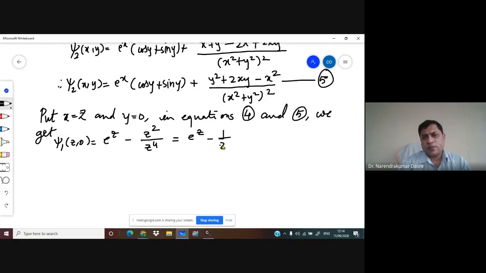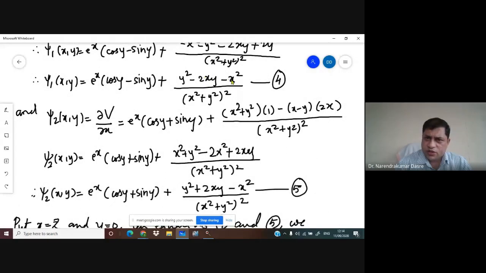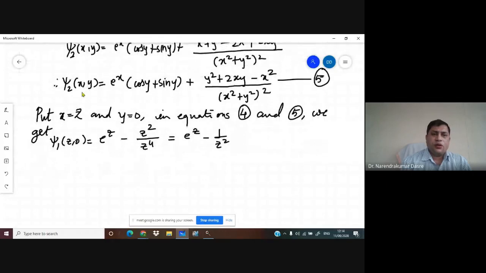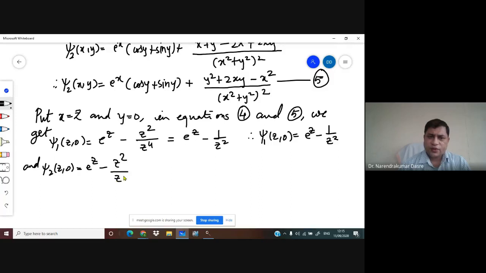Now what we get is psi 2 of xy is equal to e raised to x cos y plus sin y plus, what we get here, y square plus 2xy minus x square on x square plus y square bracket square. So this is equation 5. So now we got the first order derivatives of this u with respect to x and with respect to y. So we have to follow the third step. What we do in the third step is put x is equal to z and y is equal to 0.